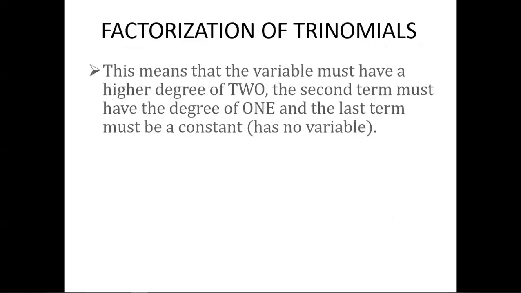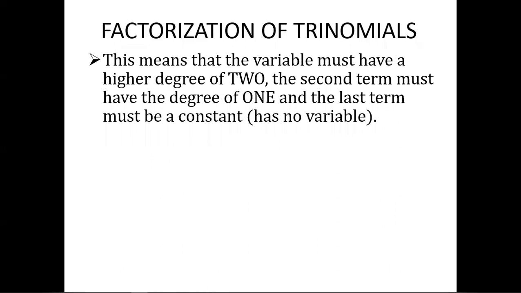Okay, this means that the variable must have a higher degree of 2. The second term must have the degree of 1, and the last term must have a degree of 0, which is just a constant. For example, if we have something like this is a degree of 2, and obviously whatever we have there must be half of the degree of the first term.